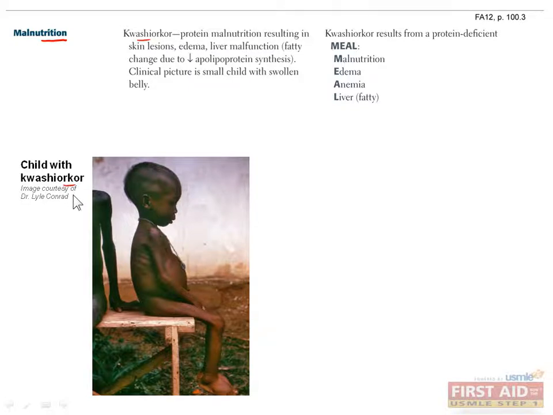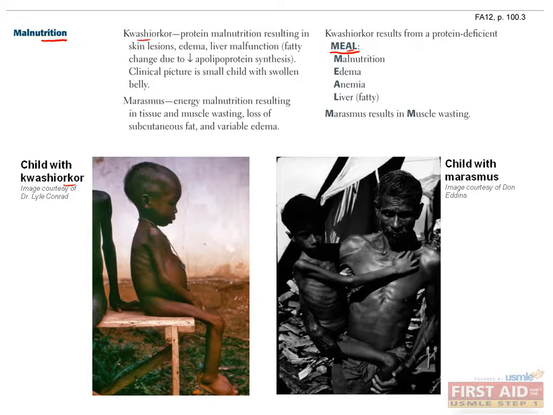The clinical picture of kwashiorkor is a child with thin limbs and a swollen belly, which again is caused by edema. You can use the mnemonic MEAL to remember the signs and symptoms of kwashiorkor. Marasmus, on the other hand, is an energy malnutrition in which there is insufficient overall caloric intake. These patients present with tissue and muscle wasting, loss of subcutaneous fat, and variable edema, which you can see in this image. It's important to remember that unlike marasmus, kwashiorkor can occur in patients with a normal caloric intake as long as they have a very small amount of calories from protein.